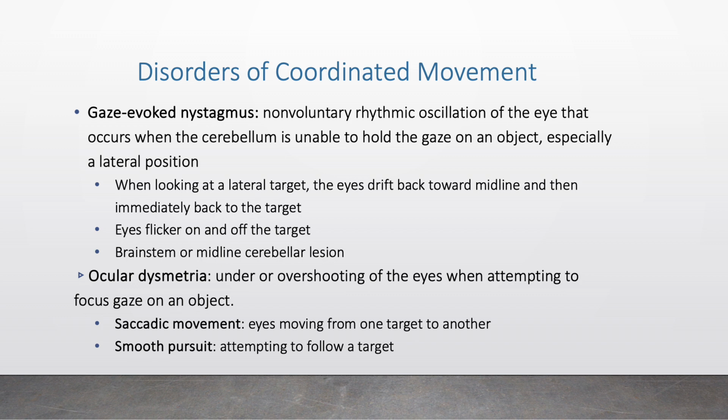Understanding these concepts is essential for diagnosing and localizing neurologic lesions affecting eye movement coordination. Cerebellar dysfunction, in particular, can manifest as various eye movement abnormalities, including gaze-evoked nystagmus or ocular dysmetria. Diagnosis and management of these conditions often require a comprehensive neurologic assessment and may involve rehabilitation strategies targeting motor control and coordination.